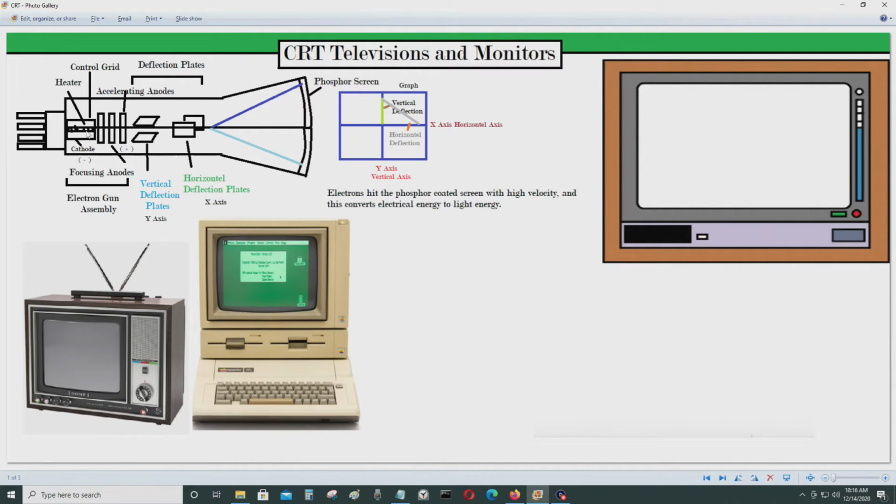So basically it goes to the center, to the control grid, negative charge is added, and that helps to repel the electrons, and then forms a narrow beam, and then the narrow beam now goes into the focusing anode and the accelerating anode. So the focusing anode helps to focus the beam, and then the accelerating anode helps to accelerate the beam.